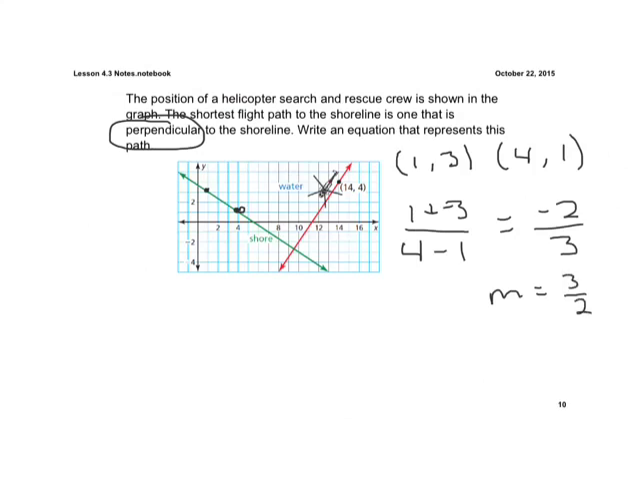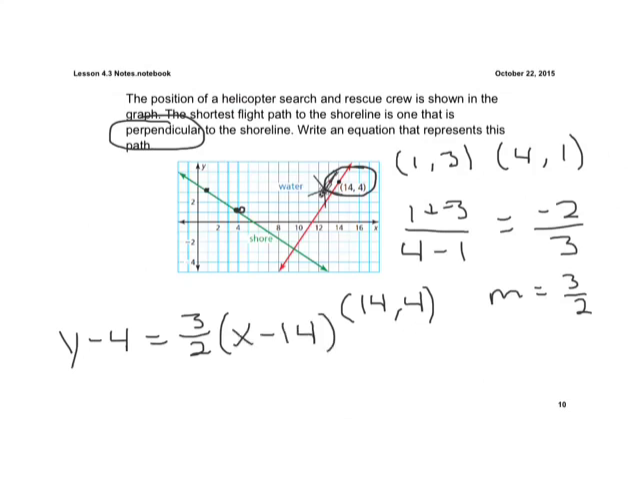That's our slope. Now the point they give us on our helicopter path line is (14, 4). So we have a slope, we have a point. Let's use point-slope form. So we have y minus our y coordinate, which is 4, equals our negative reciprocal slope, and then x minus 14. Okay, we know you need to distribute to get it in slope-intercept form.